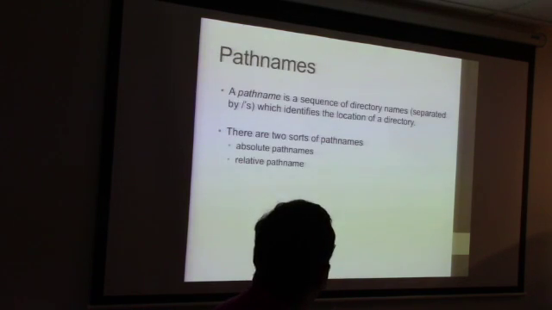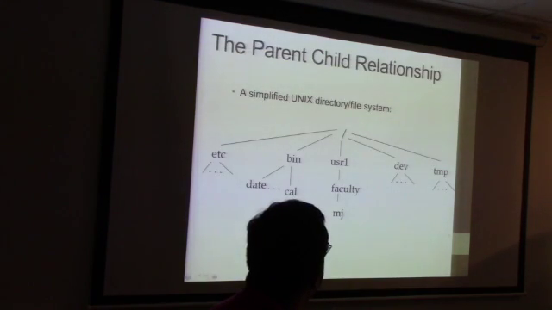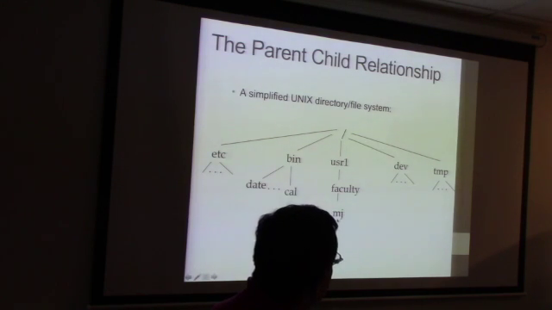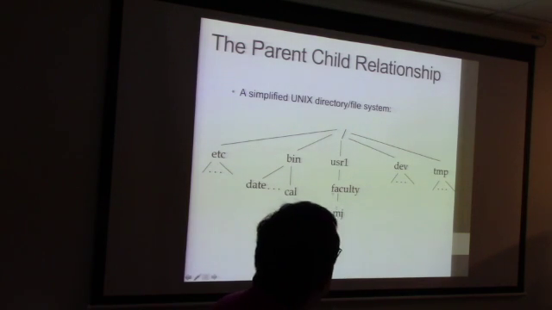Okay. All right. Okay, so now what is a path name? A path name is a sequence of directory names separated by forward slashes, which identify the location of a directory, right? So let's say you are here and you wanted to get to MJ, Mary Jane Watson, or Michael Jackson, as the case may be. So if you want to get to MJ, who's a faculty, what would be the path to get there?